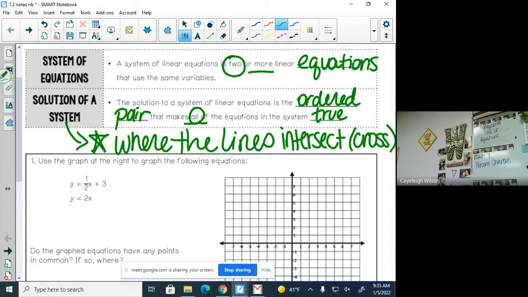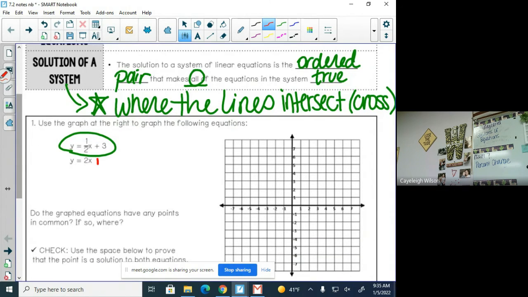Okay. Use the graph at the right to graph the following equations. So they're going to give me two equations. I'm going to do this first one in green, and I'll do the second one in red. And what's the y-intercept on the second one? 0. I'm going to add that 0 on there because if the y-intercept's missing, then I start at 0. So right now, I want you to graph both of those. Make sure that you put at least 3 points on there. More is better, but at least 3.